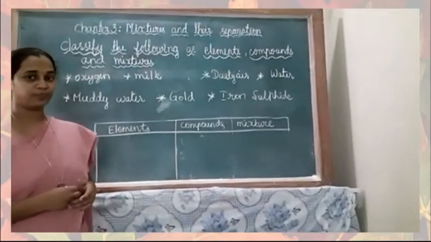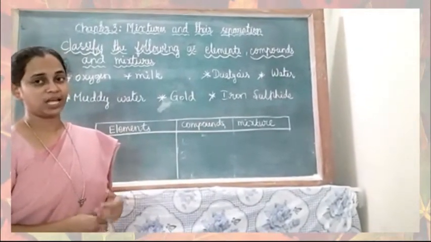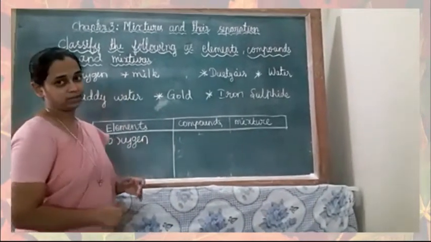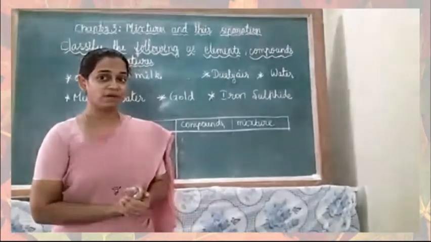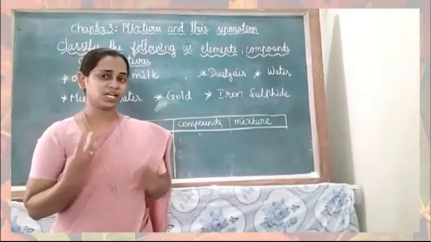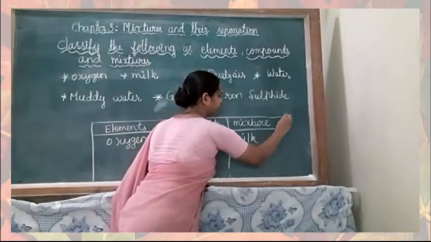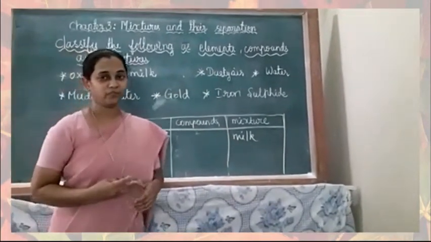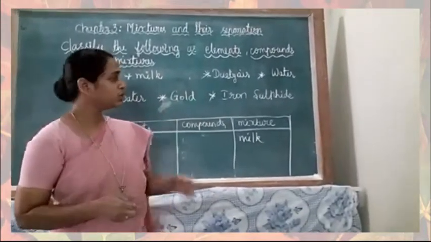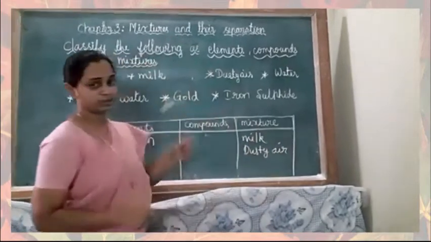First one, oxygen. Oxygen is made up of only one kind of atom, that is the oxygen atom. Therefore, oxygen is an element. Milk. Milk is made up of water, protein, fat, carbohydrates as well as other substances. Therefore, milk is a mixture. Next one, dusty air. We know that air is a mixture of a number of gases and dust is also present. So, dusty air is a mixture.